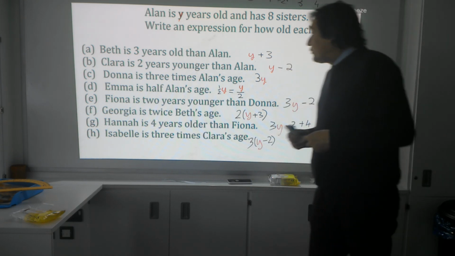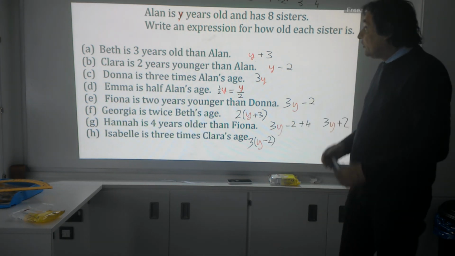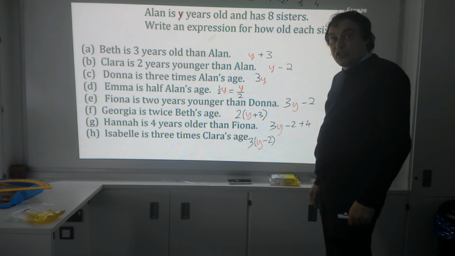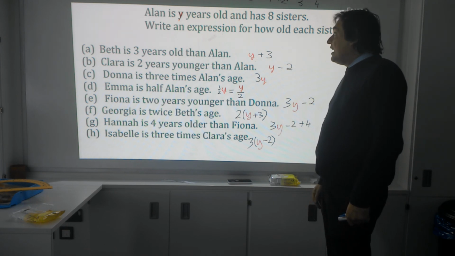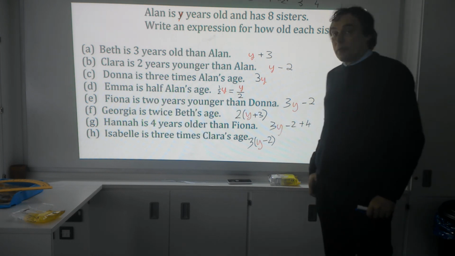So there's an introduction to Alan and his large family with his 8 sisters, and how you'd express all their ages in terms of algebra, letters and numbers. Introduction to algebra expressions.